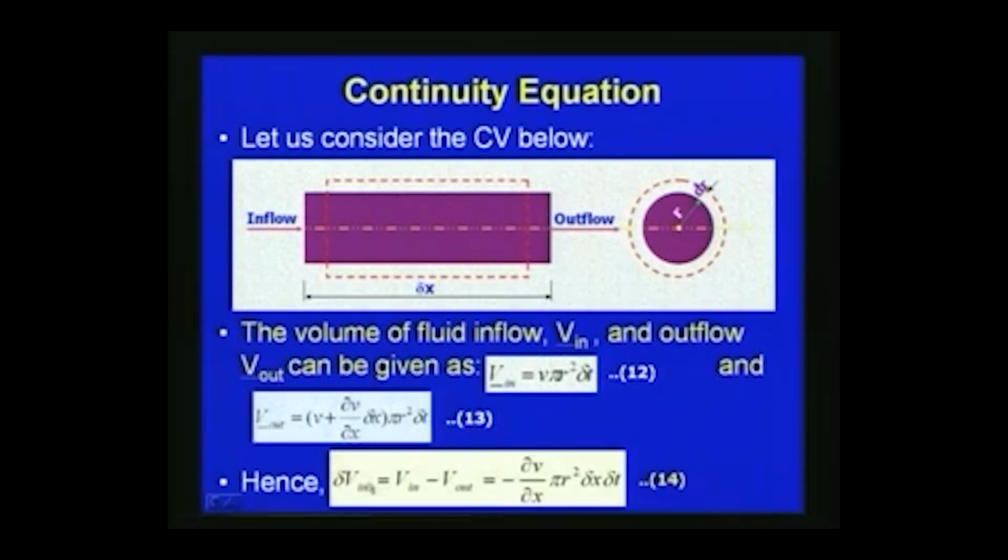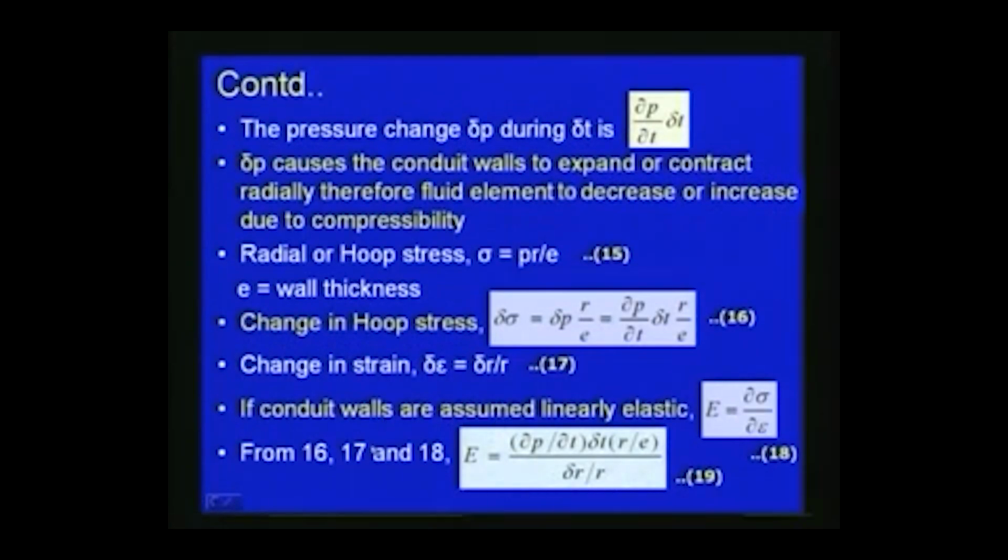So, with respect to inflow and outflow, the change in volume is delta V in equal to delta V in minus V out, that means the change in volume is equal to minus del V by del x into pi r square into delta x into delta t, as in equation number 14. And then the pressure change delta P during delta t, the change in time, we can write as del P by del t into delta t.